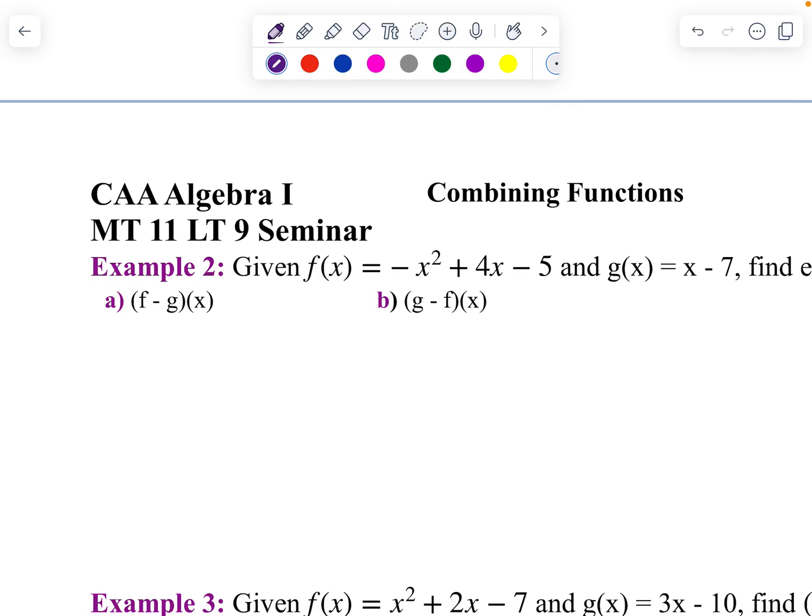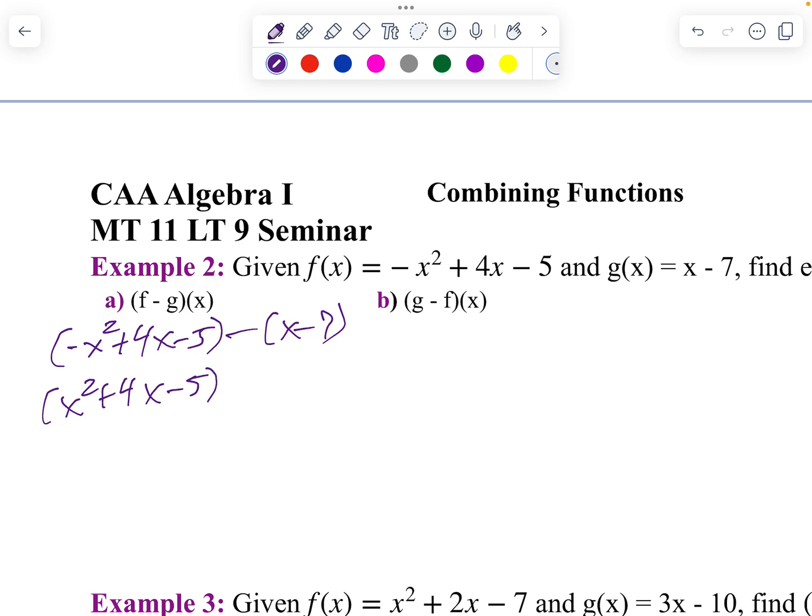On example 2, we're just going to make sure that we understand order matters when you subtract. So if I have f minus g of x, I'm going to take f, which is negative x squared plus 4x minus 5. I'm going to subtract off x minus 7. So that's negative x squared plus 4x minus 5. Distribute that negative sign inside, so we'll say plus negative x plus 7.